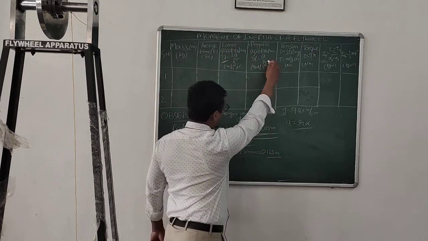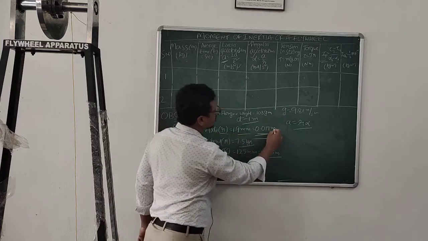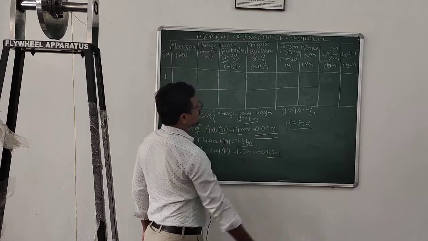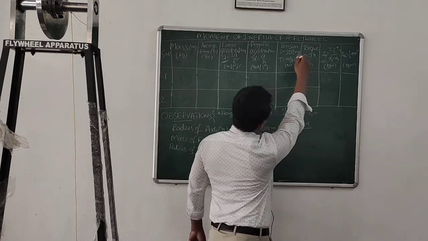Okay, then coming to small r. This is the radius of the axial, that is 19 mm. Convert into meters, so that is 0.019 meters. Now the next column, next value, that is the tension in string.